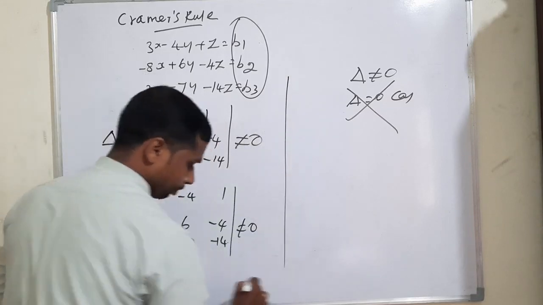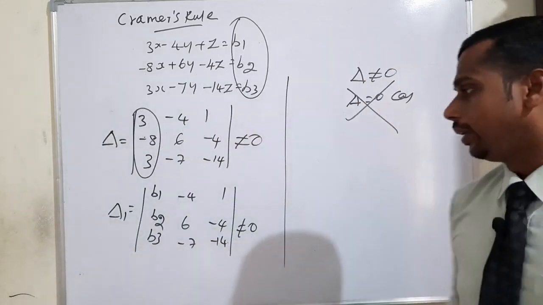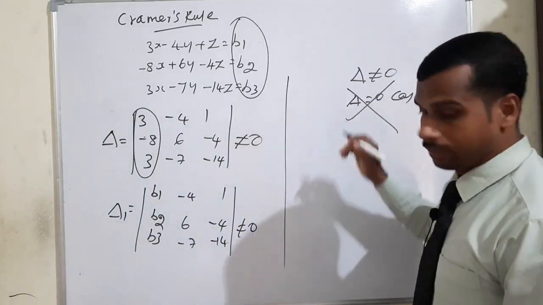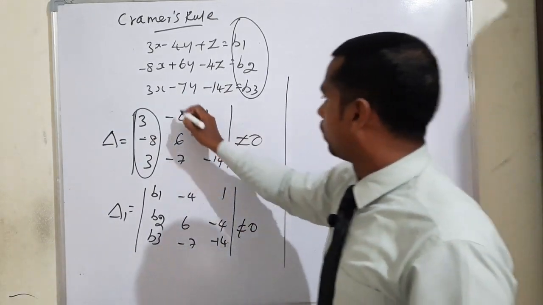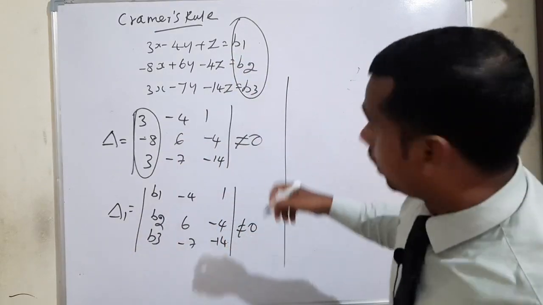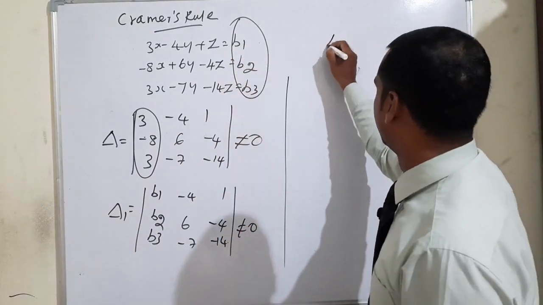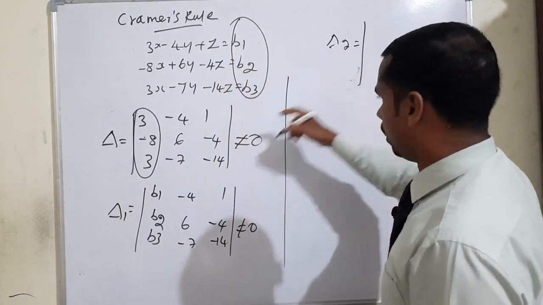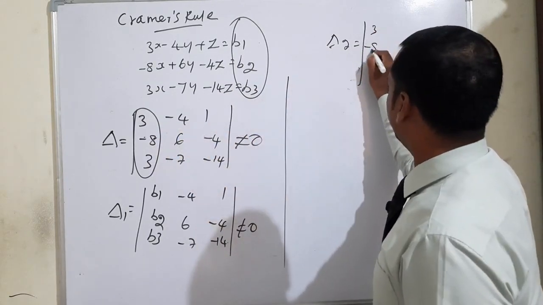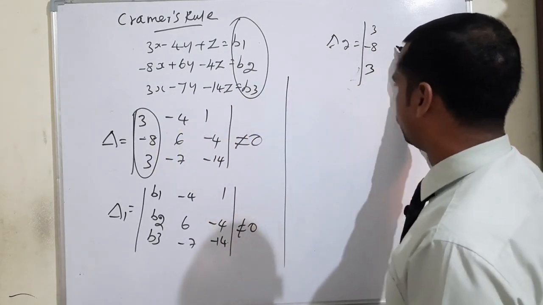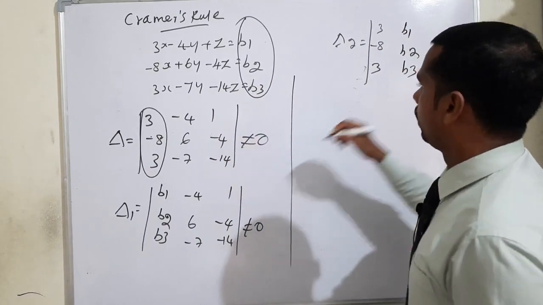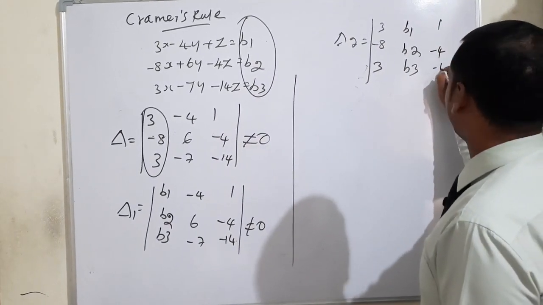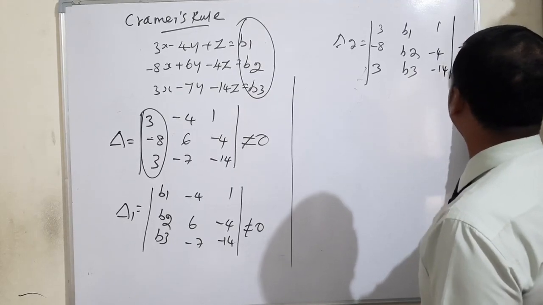Then how do we find del 2? Del 2 means instead of column 2, we write the given constants. Del 2 is equal to del 1 with the first column as it is: 3, minus 8, 3. Then del 2 has B1, B2, B3, then 1, minus 4, minus 14. This is also not equal to 0.